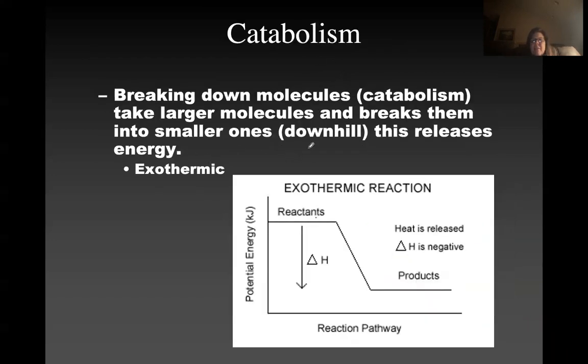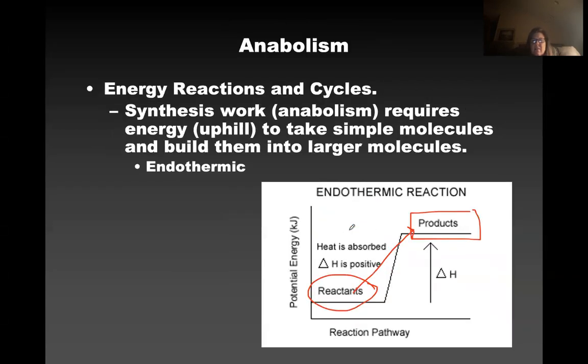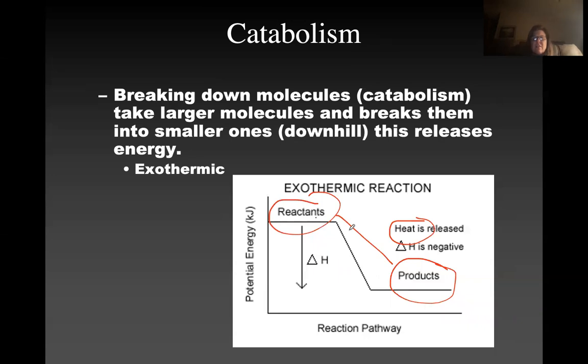We also have catabolism, where our reactants are higher, and we're going downhill. We're going from something that's more complex to something that is less complex. This is breaking down, or catabolism, and this is downhill, or exergonic, or exothermic in this case, if it's giving off heat. All right. So we had our endergonic uphill, our exergonic downhill.